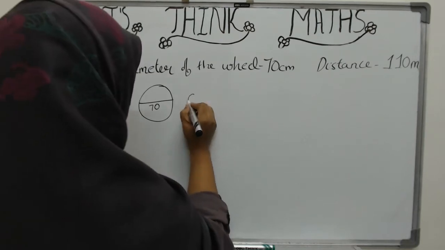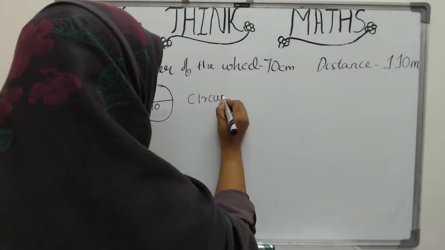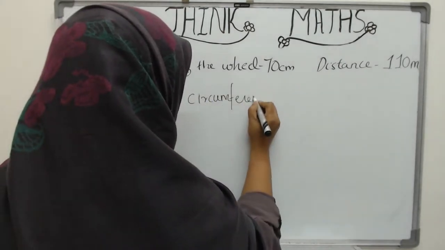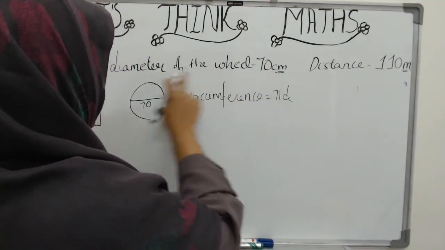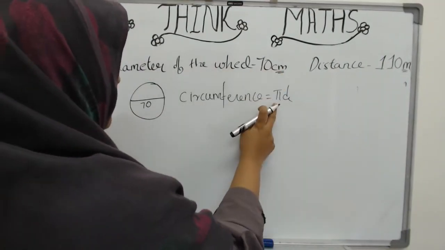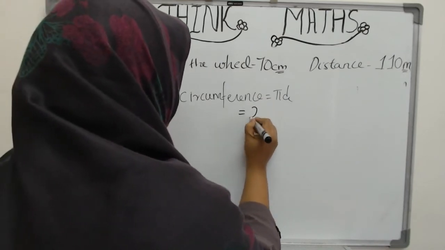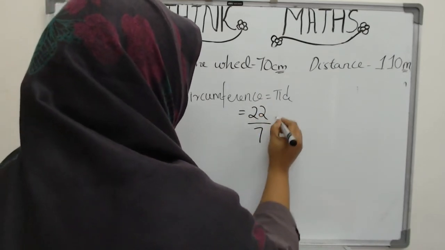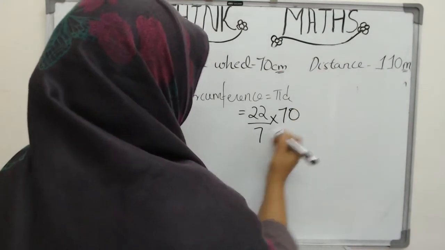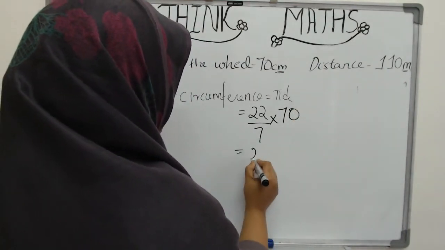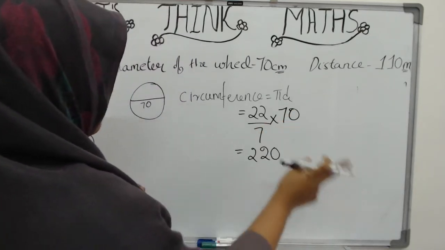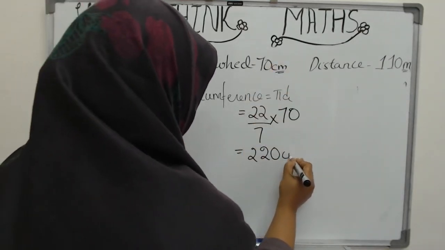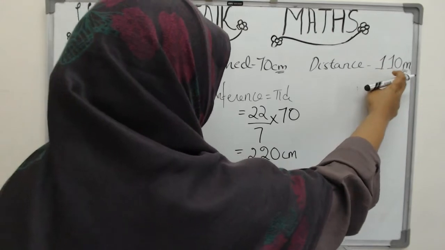So what is its circumference? Its circumference is equal to pi d. Now what is d? It is a multiple of 7. So what value of pi will you take? You will take 22 by 7 into 70. And how much is that? That is 220. And what is the unit? Do not forget the unit. It is centimeter.